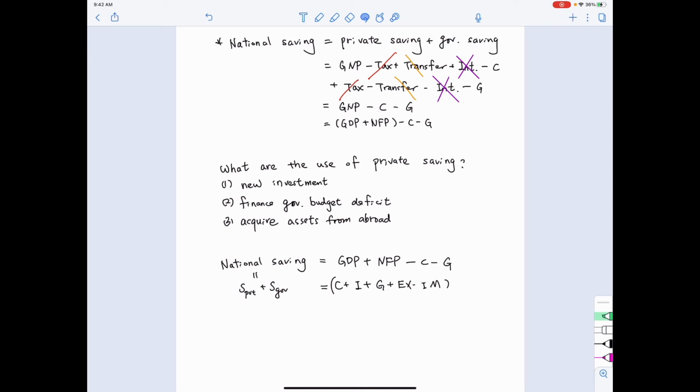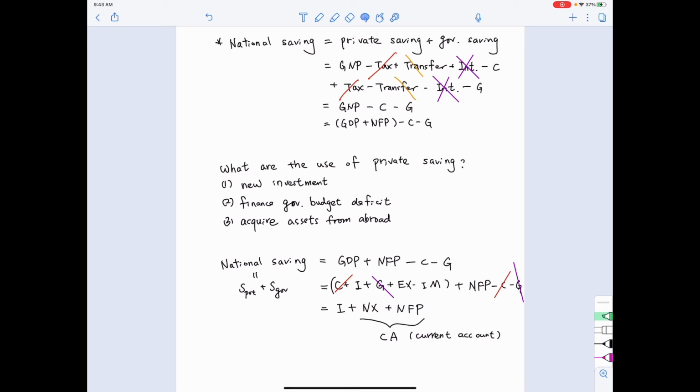Then we can copy down the remaining part, which is the net factor payment from abroad minus consumption minus the government expenditure. Now we can cross out some terms, which include the consumption and the government expenditure. What's left in this equation is investment plus the net export, which is export minus import, plus the net factor payment from abroad. Here, we define the net export plus the net factor payment from abroad as the current account balance.